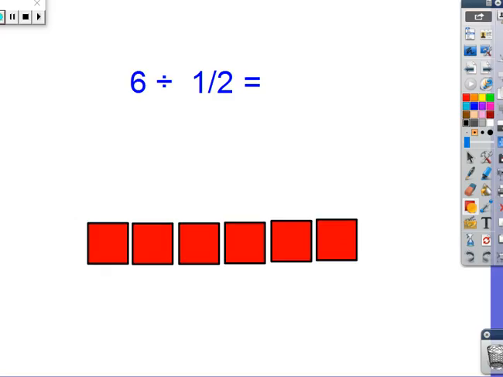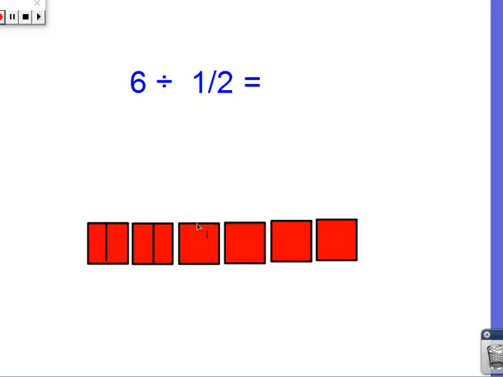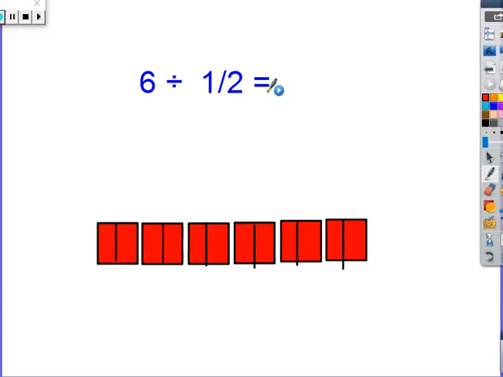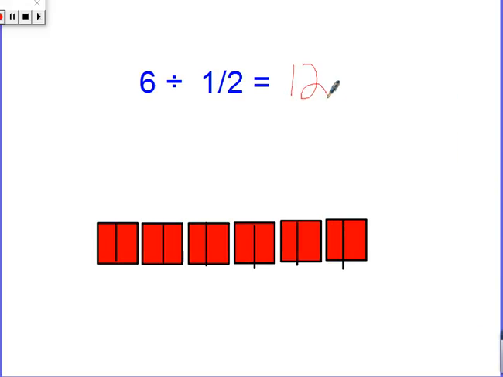If I divide those blocks into half, I don't have 3, I have 12. And when I think about it, that makes sense. If I have a larger number and I cut them into smaller pieces, I'm going to have more. My quotient is going to be a whole lot more. So 6 divided by 1/2 equals 12.